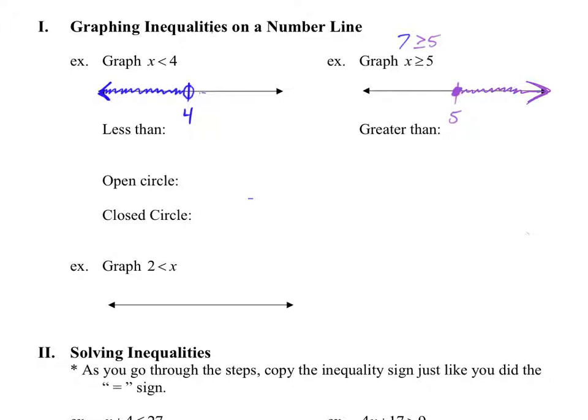So a comment or two. Sometimes people look at these and they say, hey, do you agree this is kind of like an arrow pointing to the left? And we shaded left? So the sign points left, we shaded left. Here the sign points right, we shaded right. So that works as long as the variable's on the left side.